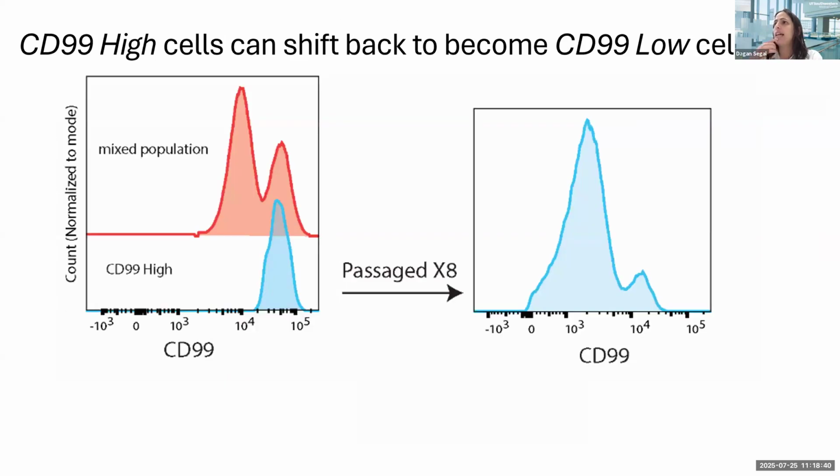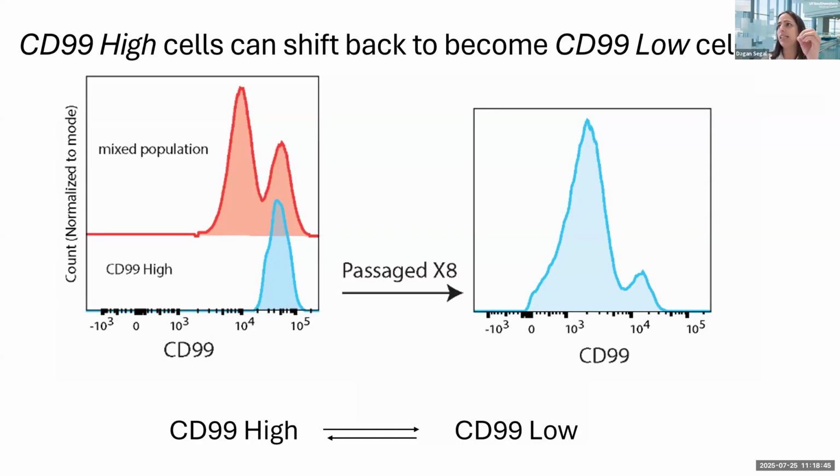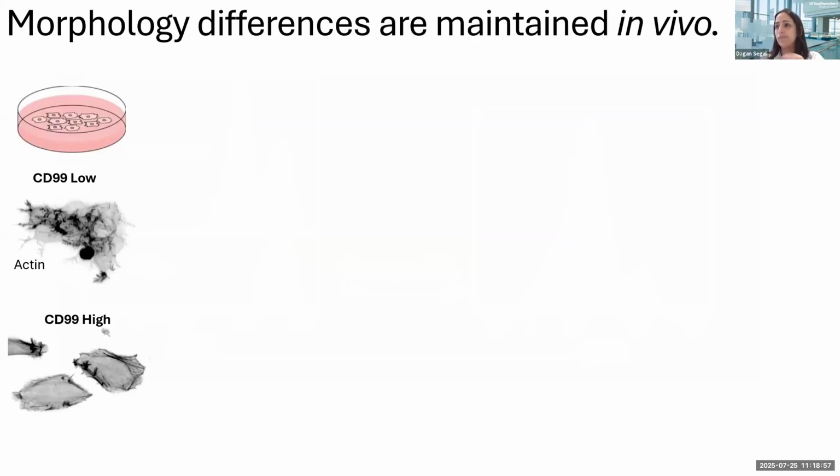I think it's important to point out that for CD99, there's some degree of plasticity. The CD99 high cells, if they're isolated and then cultured again, many times they're able to shift back to become CD99 low cells again, suggesting the cells have the ability to switch between the states.